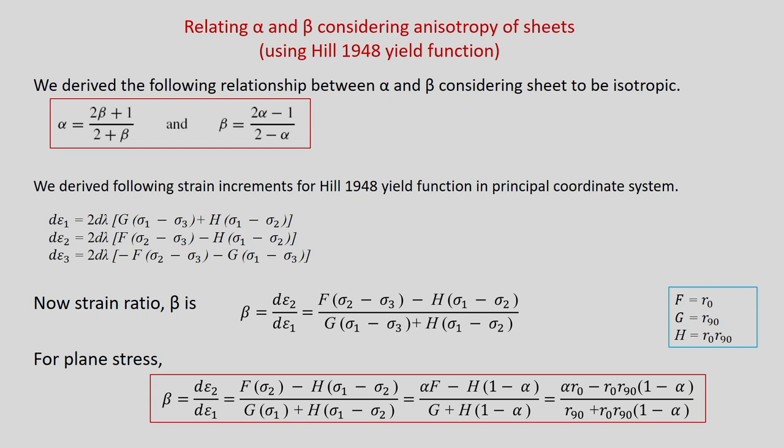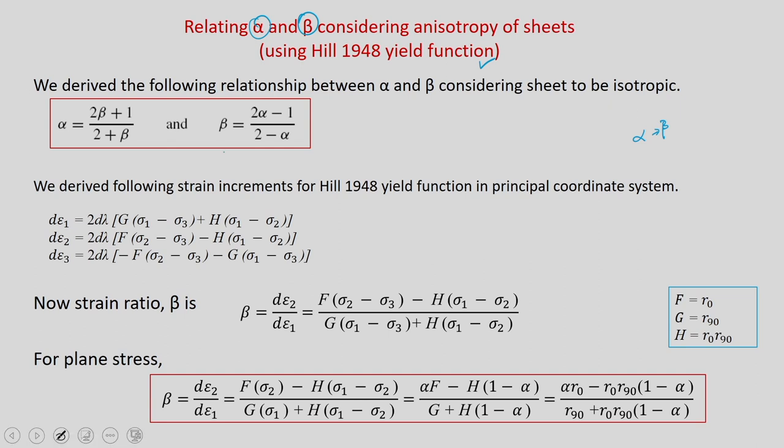Now, before we go to the next yield function, I thought this small derivation is going to be useful for us. How do you relate stress ratio and strain ratio for an anisotropic sheet, in which we are going to include anisotropy while modeling? Of course, the relationship is going to change with alpha and beta depending on the yield function you choose, and let us choose Hill's 1948 yield function, and see how you get alpha as a function of beta or beta as a function of alpha.